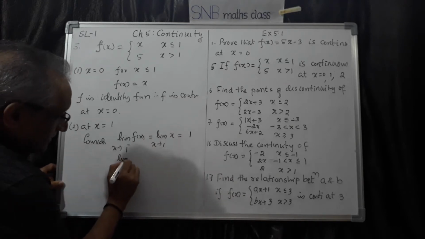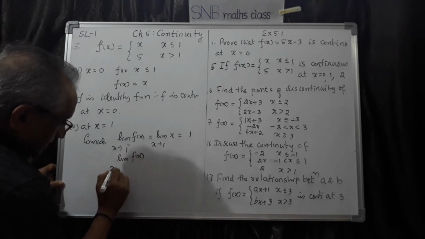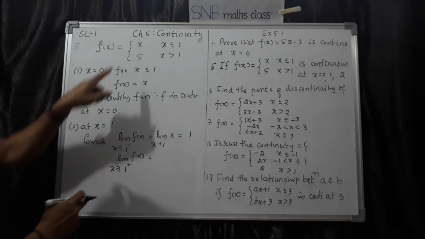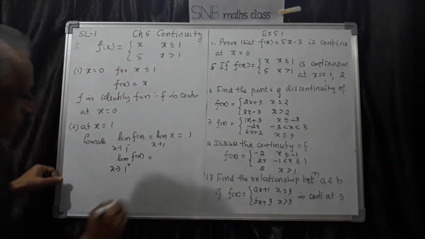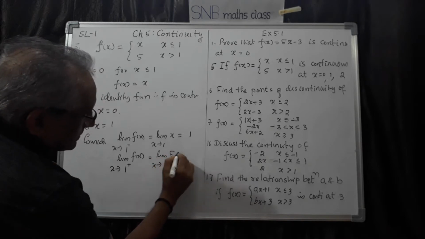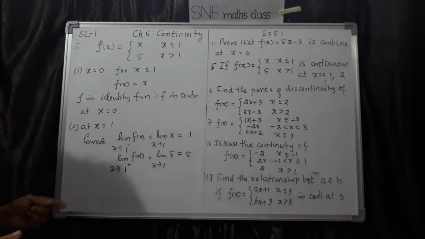And the limit of f of x as x tends to 1 plus. Now 1 plus means what? It is more than 1. What is the function? So it is 5. Therefore, definitely it is the limit of 5 as x tends to 1. This is 5. Now it is very clear.